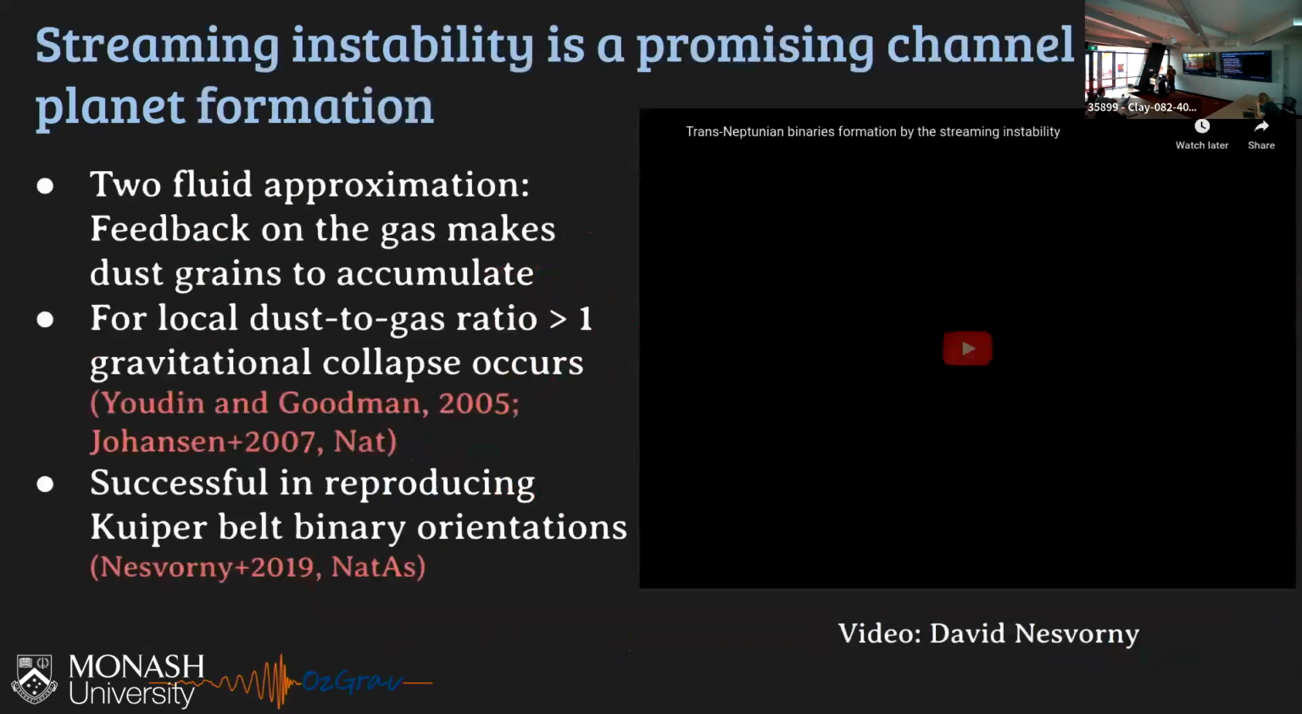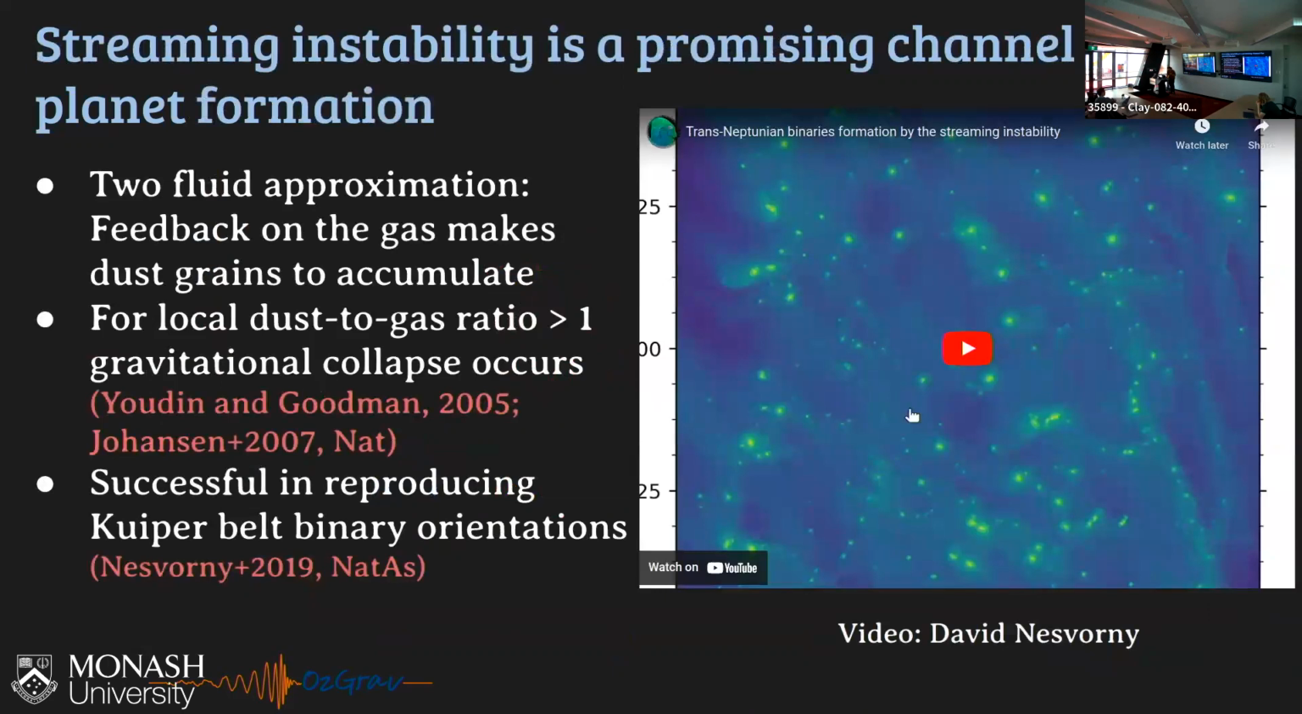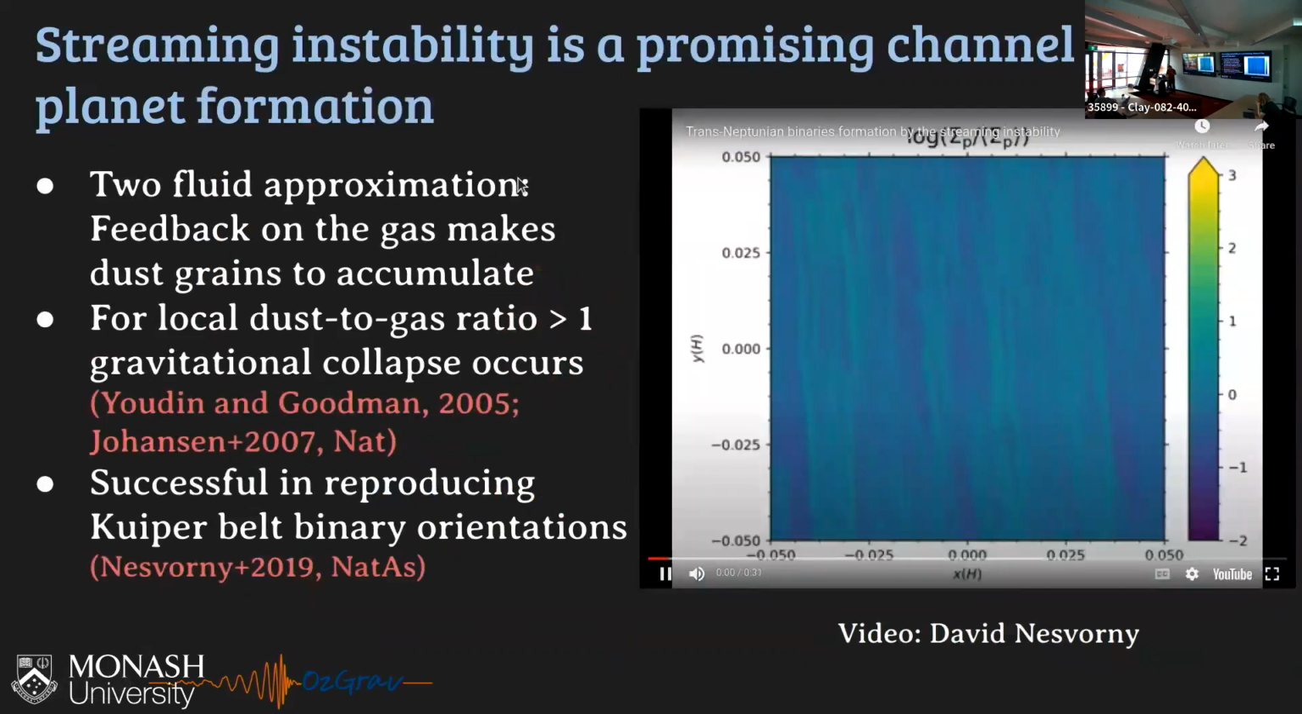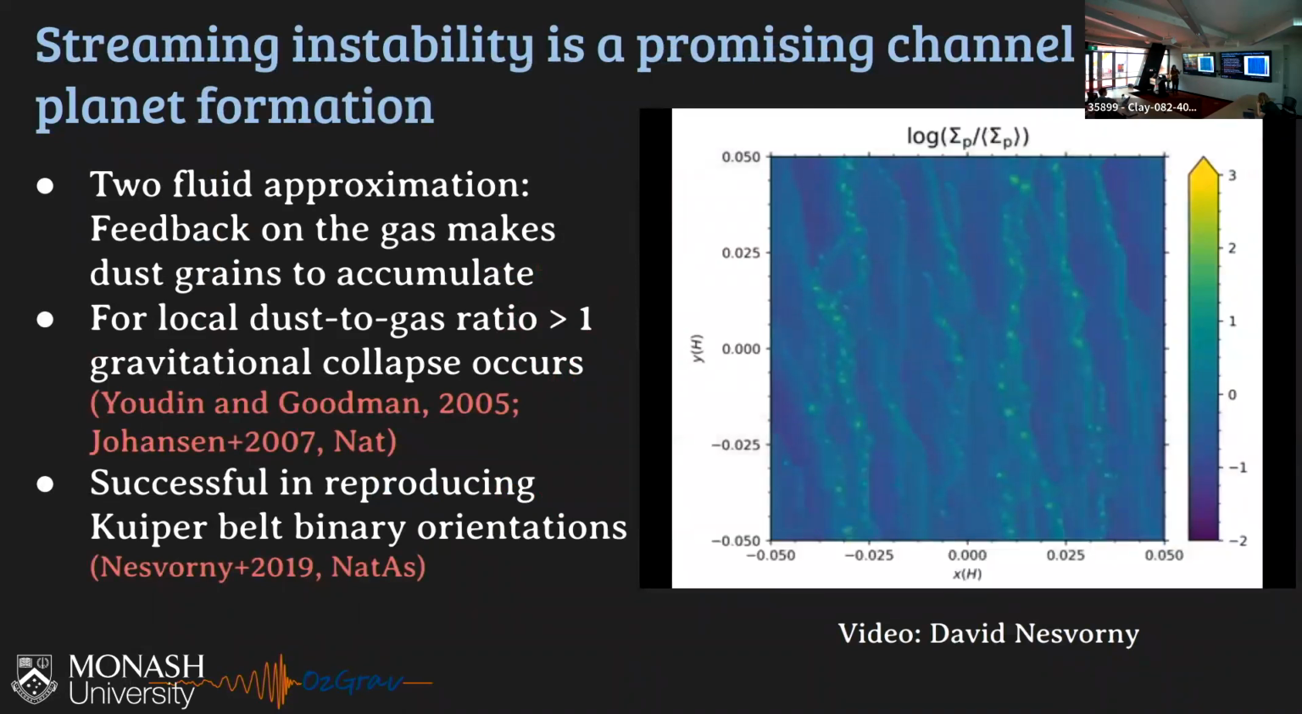So there's a video I stole from somebody. Basically you have a shearing box simulation, and eventually you wait long enough for the local dust to gas ratio to increase above unity, and then you form these clumps which should be collapsing. So I think that was streaming instability, and it's really successful.